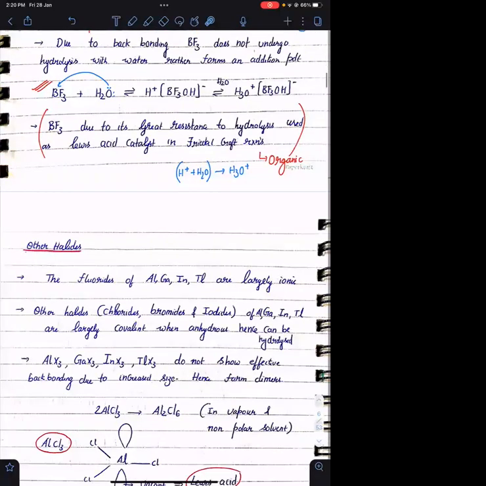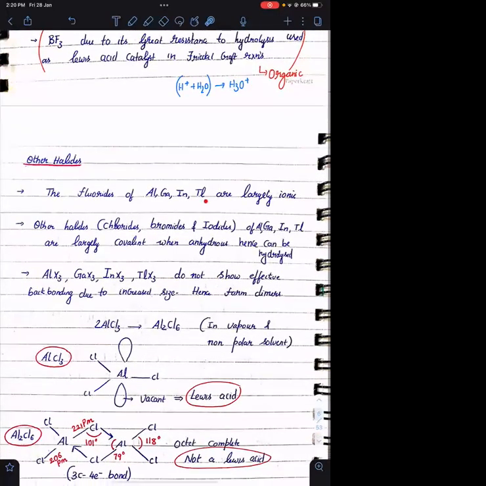Next, other halides. The fluorides of aluminium, gallium, indium, thallium are largely ionic fluorides. Reason क्या है? Fluoride smaller anion है. Being small, उसका polarizability क्या रहेगा? कम रहेगा. अगर polarizability कम है तो उसका कोवलेंट कैरेक्टर भी कम होगा. So ये जो है, they are significantly ionic fluorides. Fluorides of aluminium, gallium, indium, thallium are ionic.